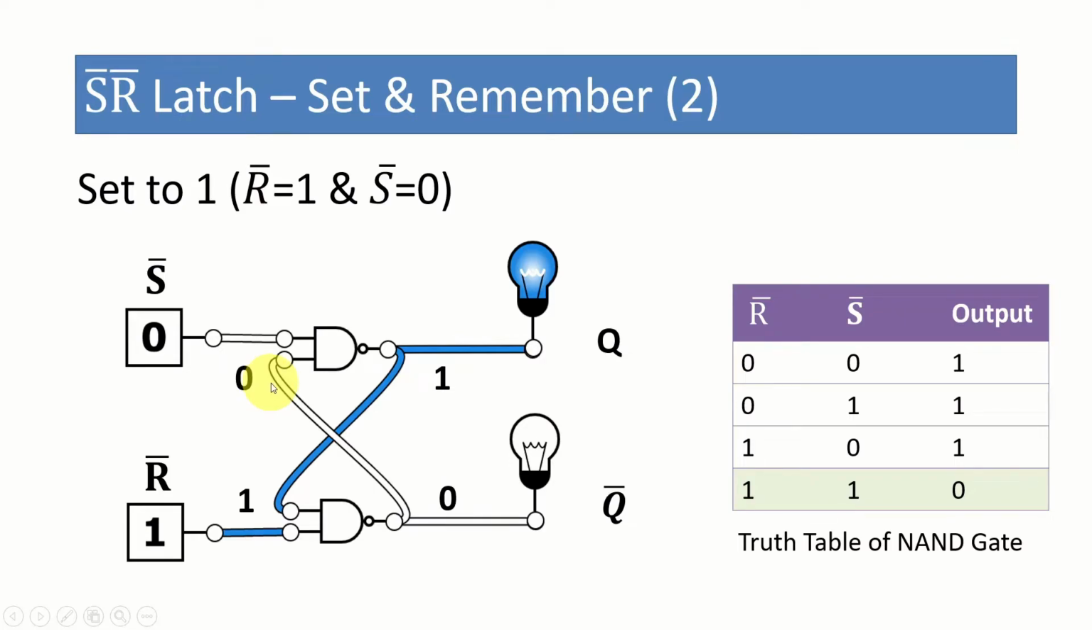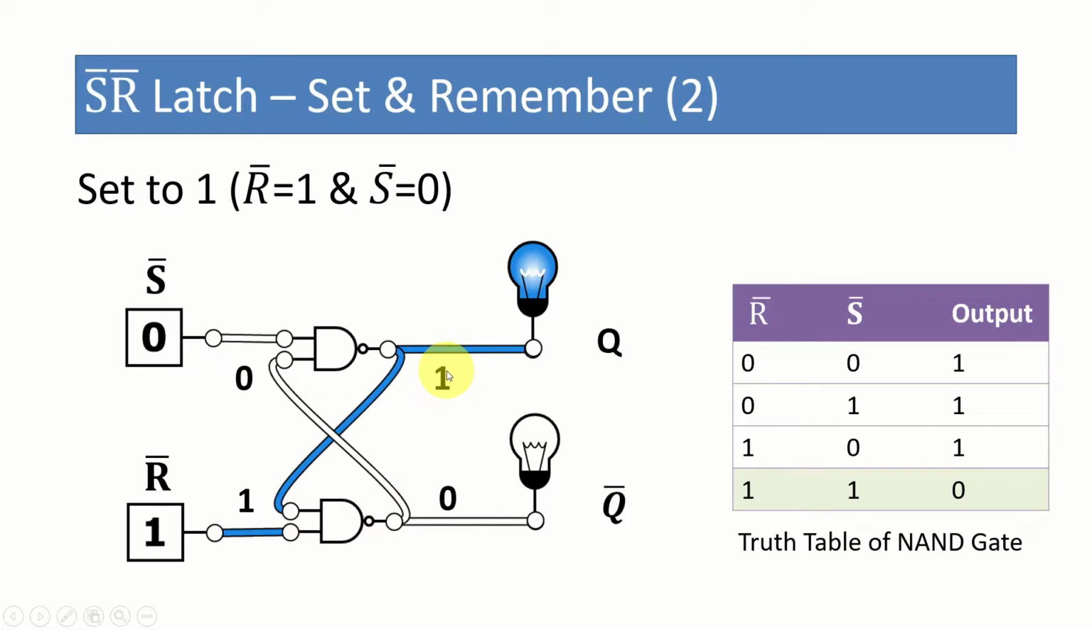And it doesn't matter, when both are 0 also, the output is 1. And that 1 is fed to the second NAND gate. When both are 1, the output is 0. Now you can see that it has saturated and stabilized so that your Q is 1 and your Q bar is 0. So therefore we can say that with the R bar equal 1, S bar equal 0 combination, we are setting our S bar R bar latch to 1.